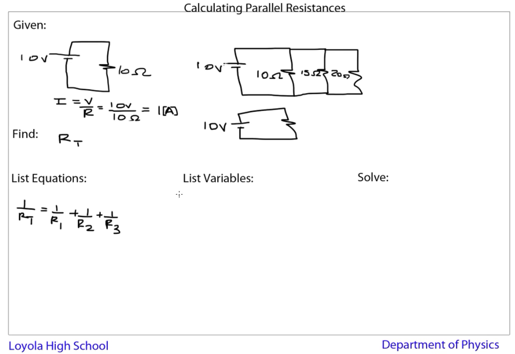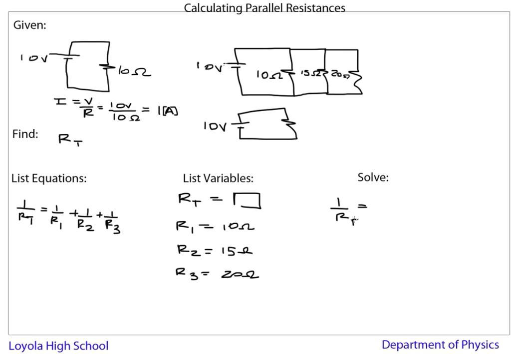So for our variables, we have R total we're trying to find. We don't know that. R1 is 10 ohms. R2 is 15 ohms. And R3 is 20 ohms. So to solve this, we just use the equation. So I'm going to take 1 over R total, which is what we don't know, equals 1 over 10 plus 1 over 15 plus 1 over 20.